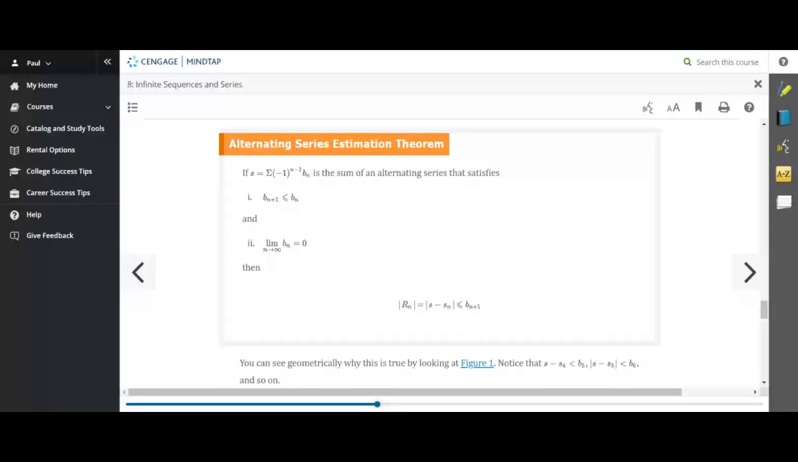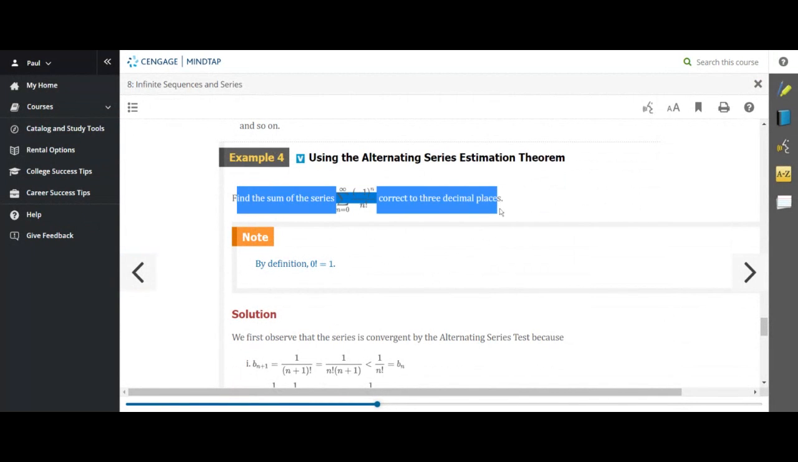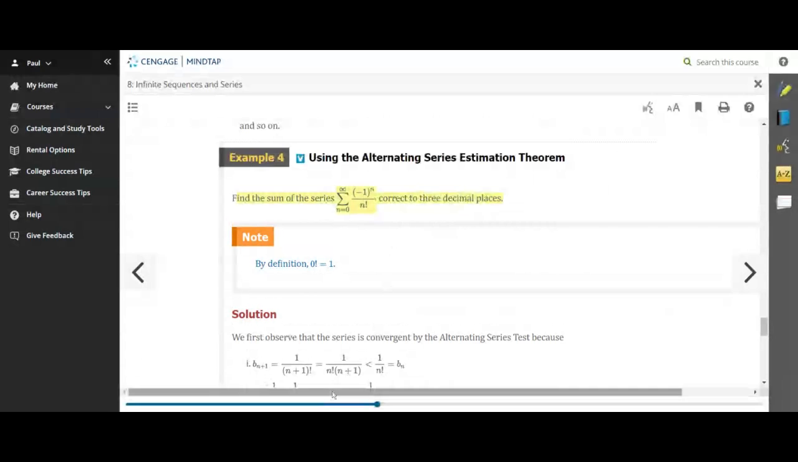And in example 4, they want you to find the sum of that series correct to 3 decimal places. Now the n has an exclamation mark by it. What does that exclamation mark mean? Factorial, that's right, Susanna, a factorial.